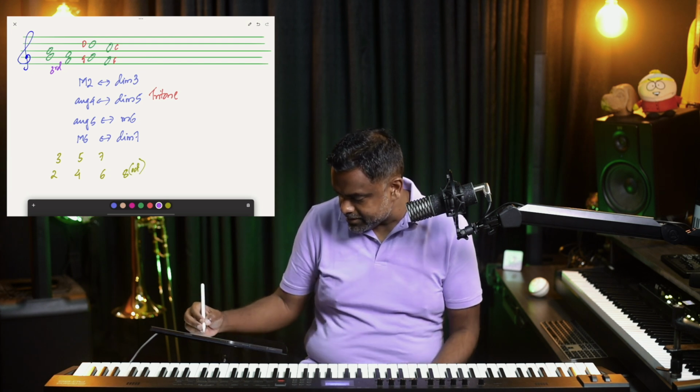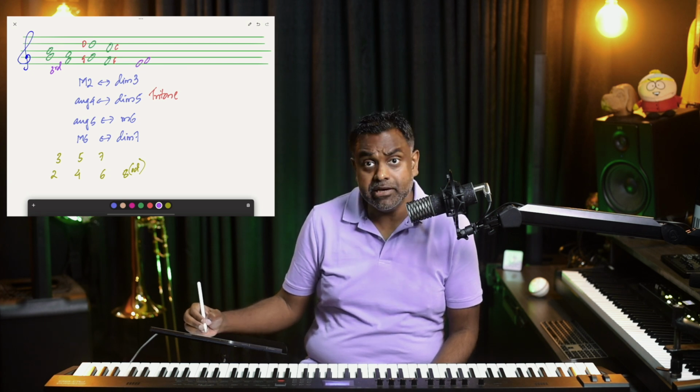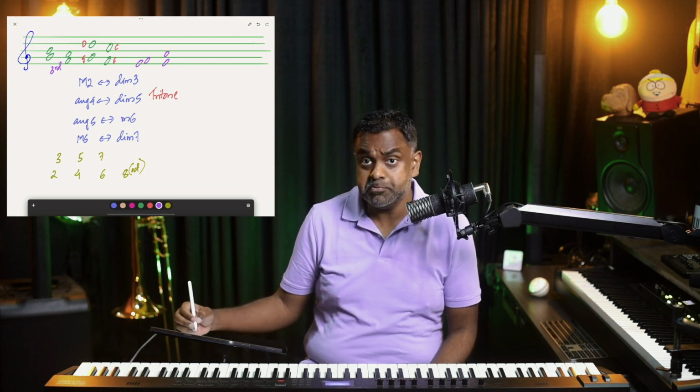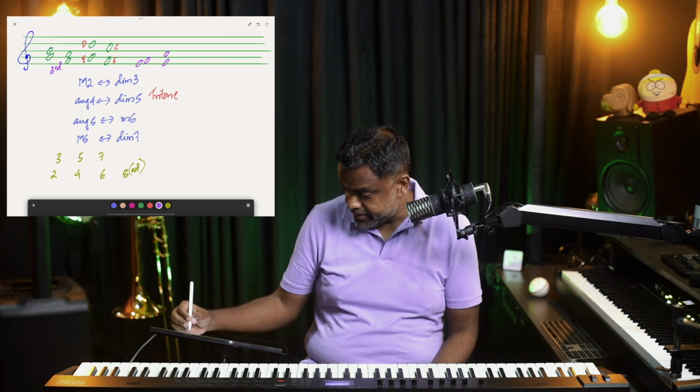What do I mean by that? What is a second from this note? E. It'll be F. What will be a fourth? It'll be the space. Line becomes the space. And then the sixth. E is sixth.